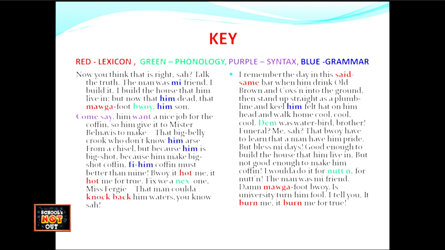So, let us look at the answers. In red, we have lexicon. In green, we have phonology. In purple, we have syntax. In blue, we have grammar. So, the lexicon, we have maga. And we know anybody that we classify as maga, we can just imagine how thin he or she is. We have hot from hot me.